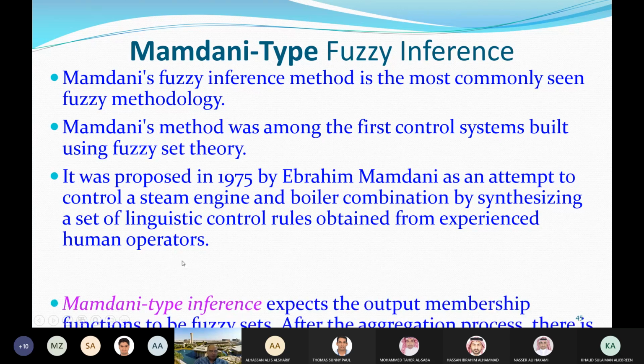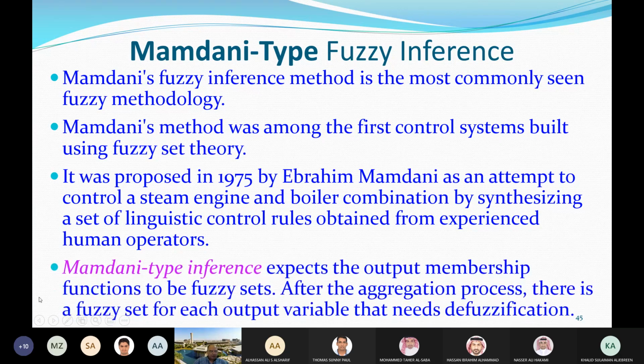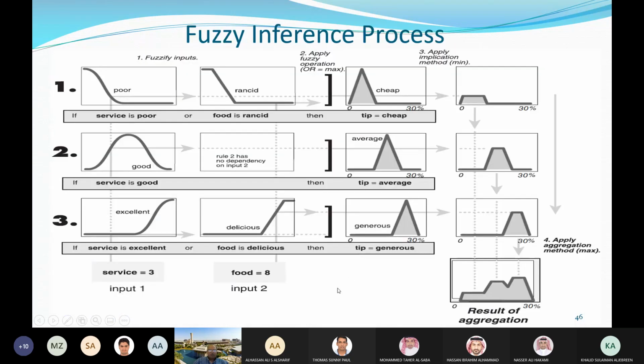The output is fuzzy also. The voltage increases high or voltage increases low. So this is the output variable. Mamdani type inference expects the output membership functions to be fuzzy sets. After aggregating the process, there is a fuzzy set for each output variable that needs to be defuzzified. We will see how to do it.